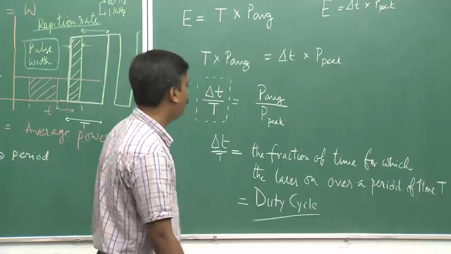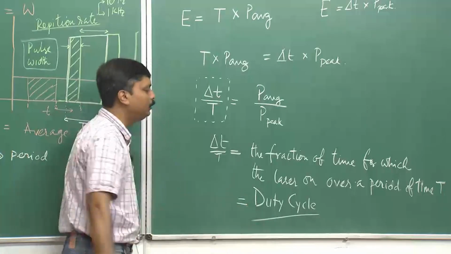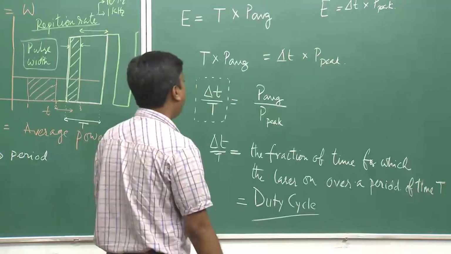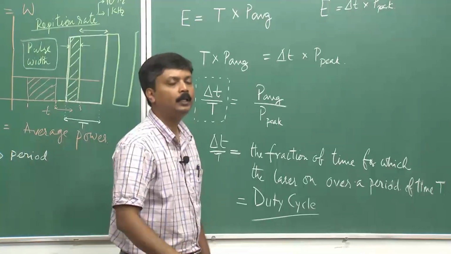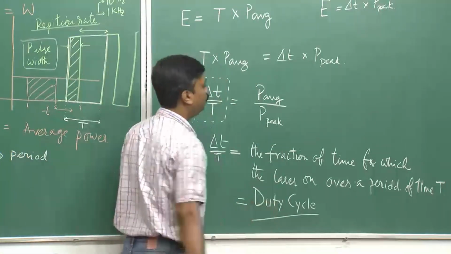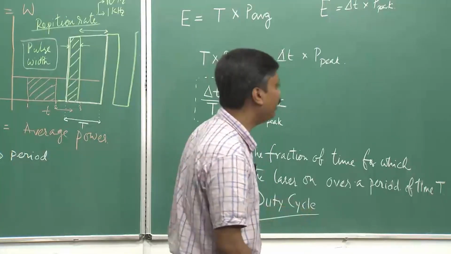Now, what advantage do we have? If we know the duty cycle for any given pulse laser and if we know the average power, then we can very easily find out the peak power, or the other way around. If we know one of them, we can easily find the other one.